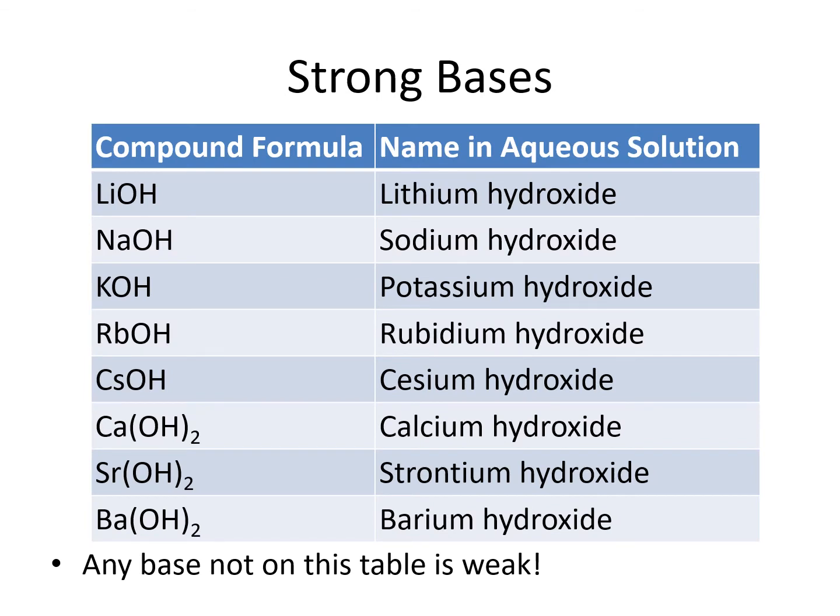Just like with our strong acids, with our strong bases, we're just going to memorize a list of them. There are 8 strong bases that you need to memorize. 5 of these have an element from group 1A along with the hydroxide ion. The other 3 of them have an element from group 2A along with hydroxide ions. Remember, these are going to be neutral overall.